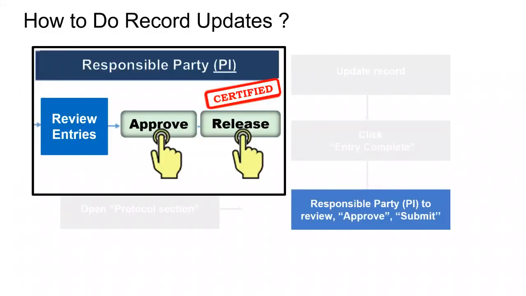The final step is to request the responsible party, that is the PI, to review the complete record, as the responsible party must verify the accuracy of the clinical trial information being submitted, and then click the green Approve and Release buttons to submit the record for ct.gov review.